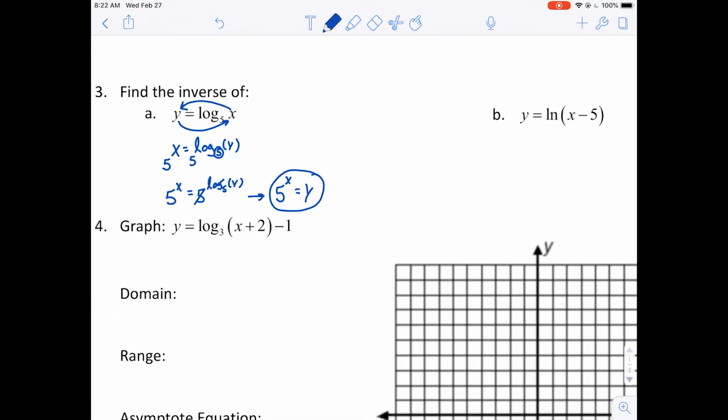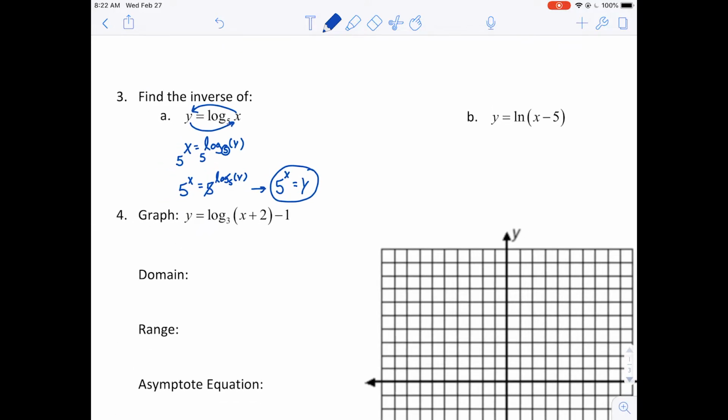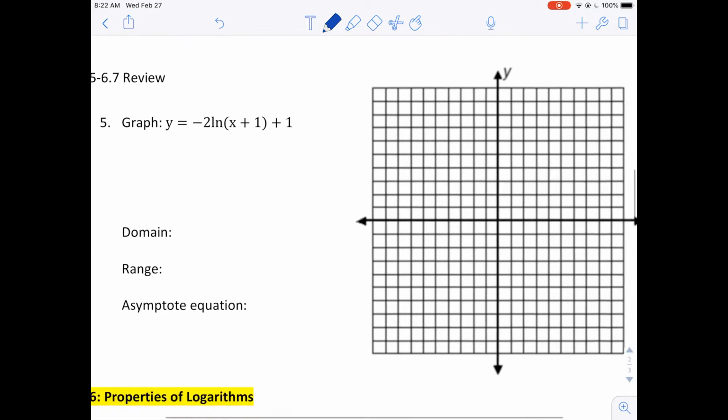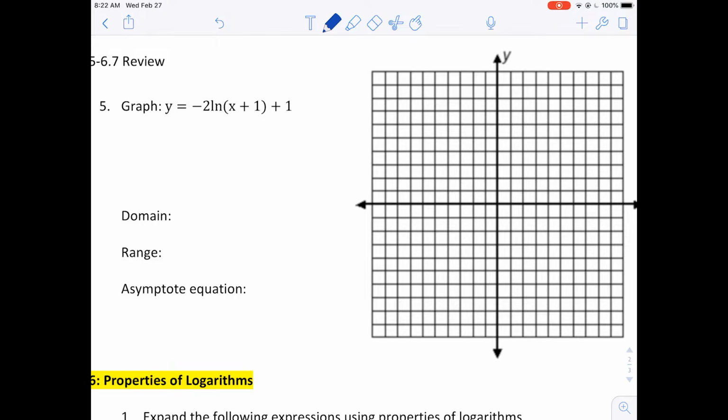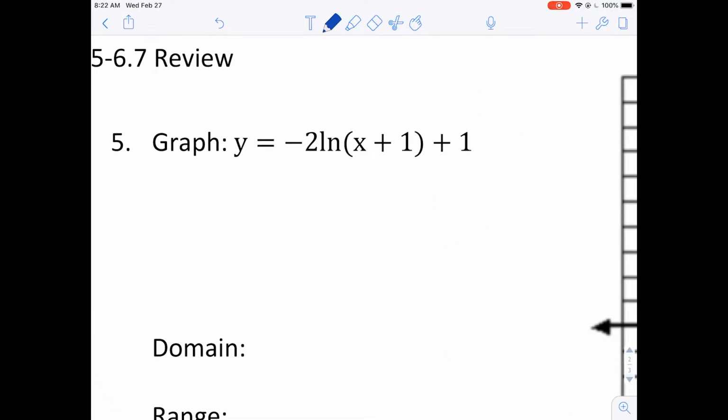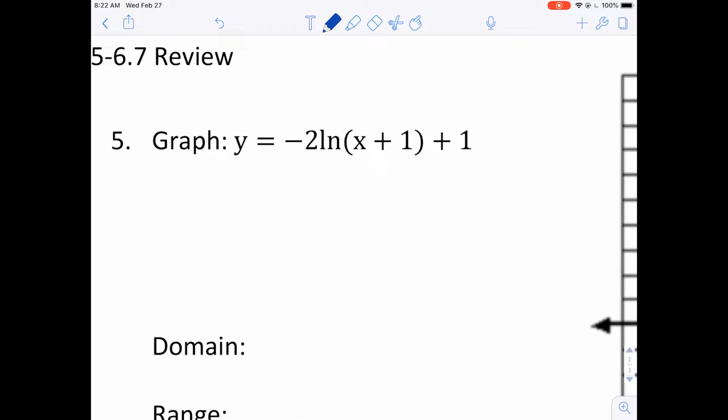Awesome. I'll let you guys try natural log out. Okay, graphing. I'm going to skip 4, I'm going to go to 5, because 5 is definitely the harder graphing problem. It's natural log, and there's an a value. Okay, so always want to decide, well, what's the parent function here?